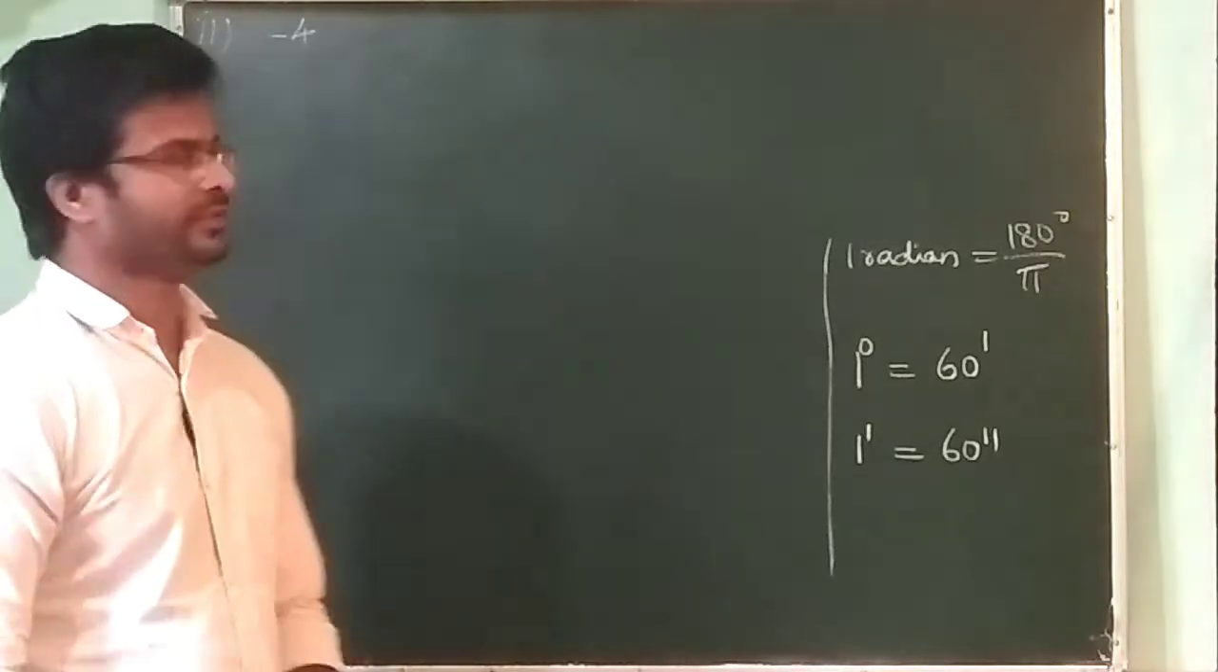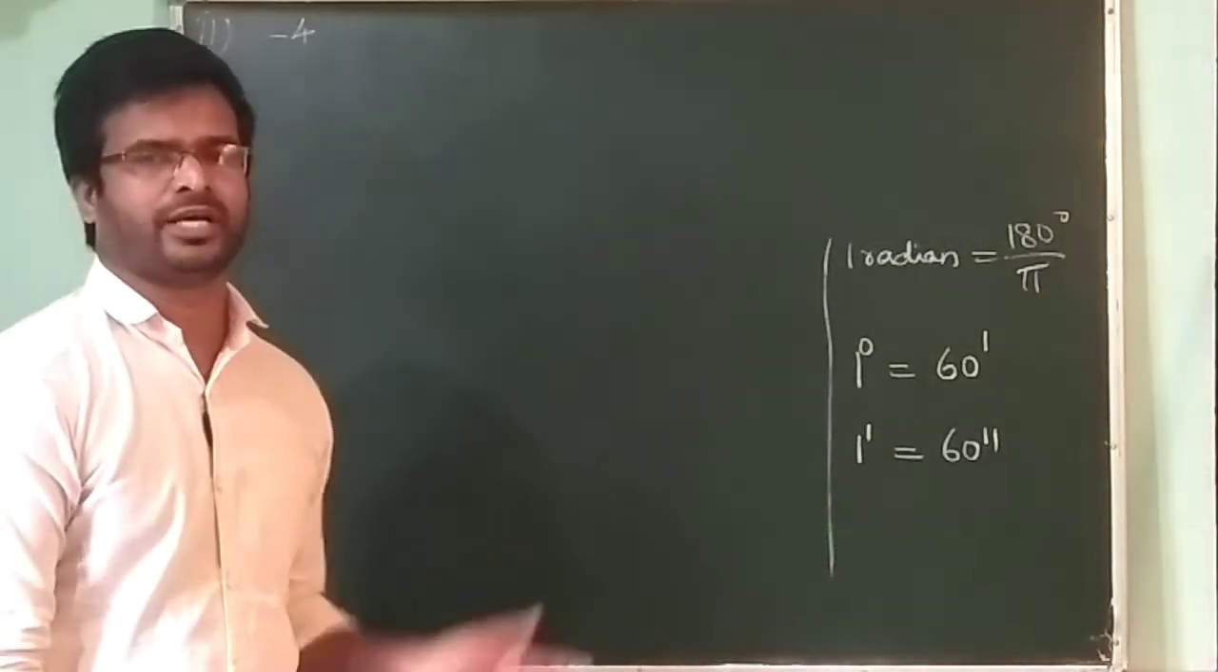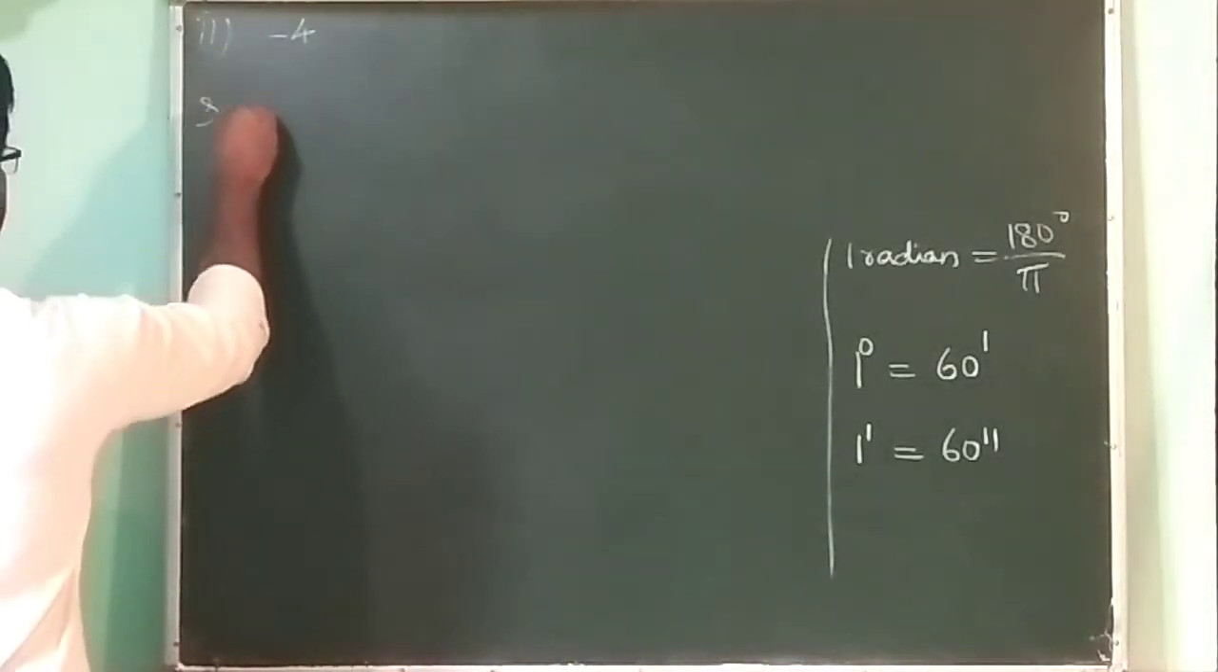Roman number 2 is minus 4. Minus 4 radian we have to change to a degree. Okay, start solution.